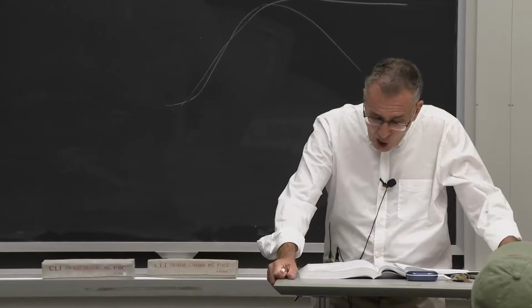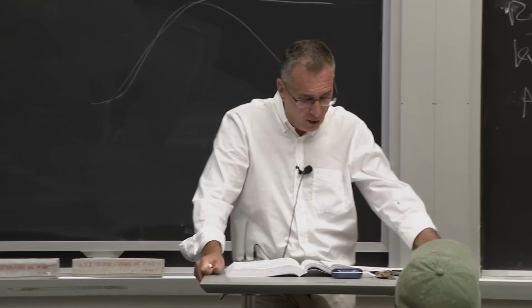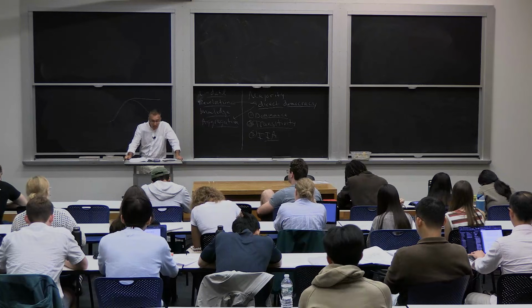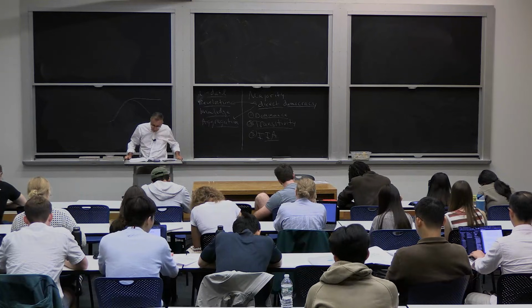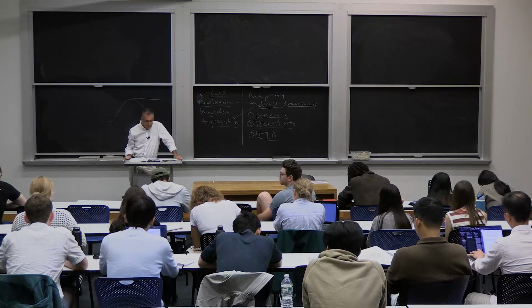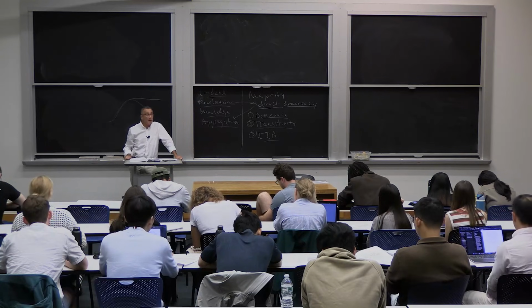So, for example, imagine we voted on H versus L. Look at this table. If we had H versus L, what would win? L would win. L is preferred to H by 2 out of 3 voters. So now what about H versus M? M wins. So we got our two semifinal winners.